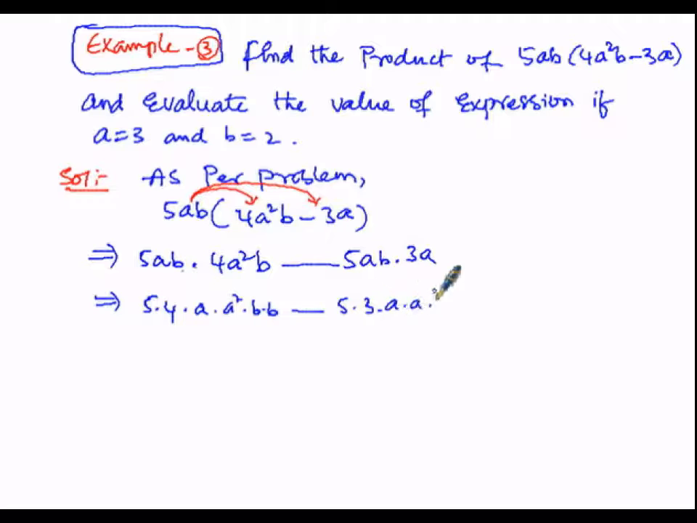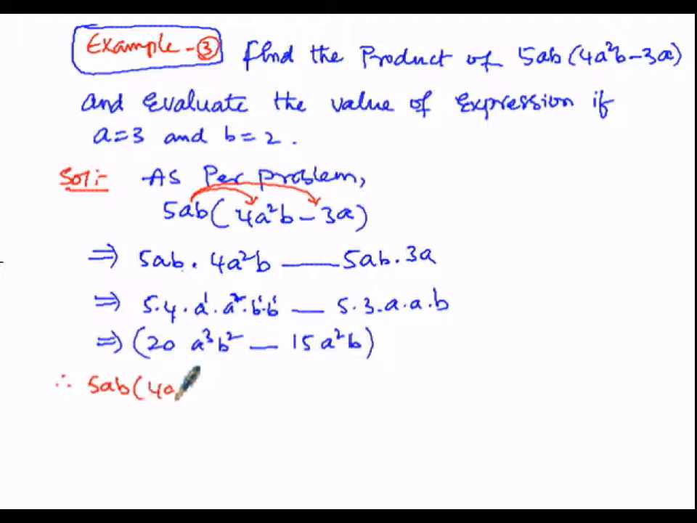Then that implies 5 4s are 20, a into a square, a power 1 and a power 2, the bases are equal, so the exponents must be added up. So here 1 plus 2 is 3, a cube. And 1 plus 1 is 2, that is b square, minus 5 3s are 15, a into a is a square into b as it is. So this is the result. Therefore, 5ab into 4a square b minus 3a result is 20 a cube b square minus 15 a square b.